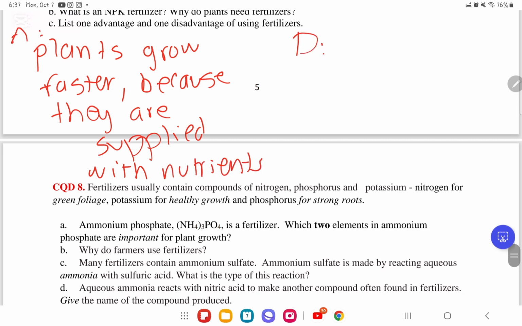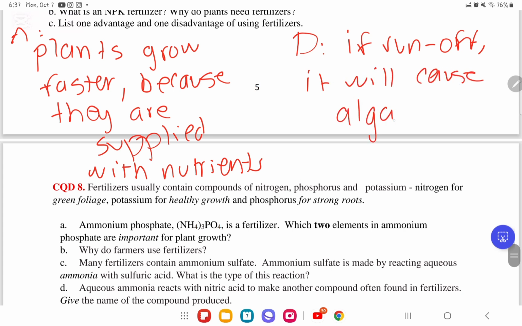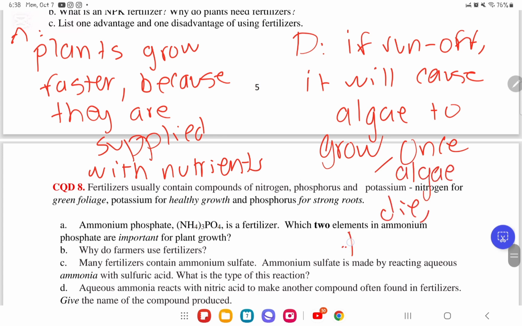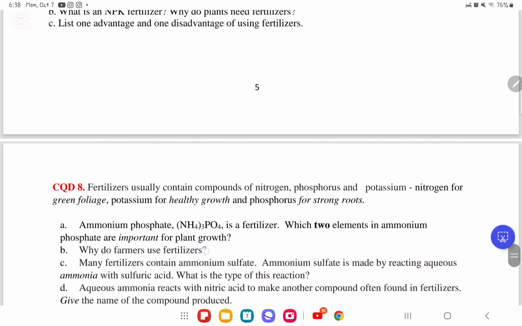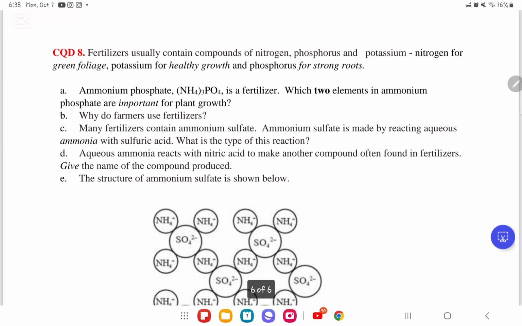A disadvantage is that if it runs off, it will cause algae to grow, and once the algae die, there will be no more oxygen in the water. So this is a disadvantage. So fertilizers, if they run off, will cause less oxygen to be in the water.